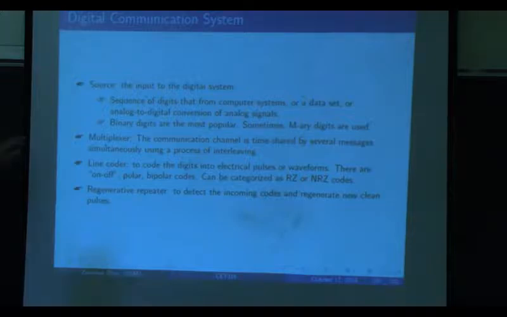One concept is called a multiplexer. The communication channel is time shared by several messages simultaneously using a process of interleaving. For example, you transmit, theoretically not at the same time, several channels from the same source. Then the line coder codes the digits into electrical pulses or waveforms.